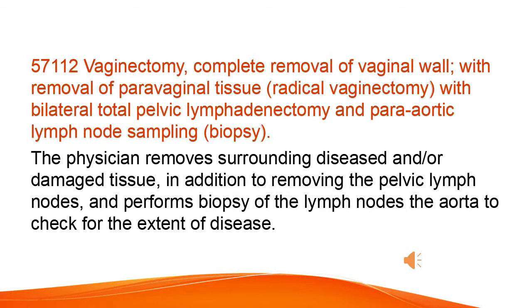Vaginectomy, complete removal of vaginal wall, with removal of paravaginal tissue, radical vaginectomy, with bilateral total pelvic lymphadenectomy and para-aortic lymph node sampling, biopsy. The physician removes surrounding diseased and/or damaged tissue, in addition to removing the pelvic lymph nodes, and performs biopsy of the lymph nodes, the aorta, to check for the extent of disease.